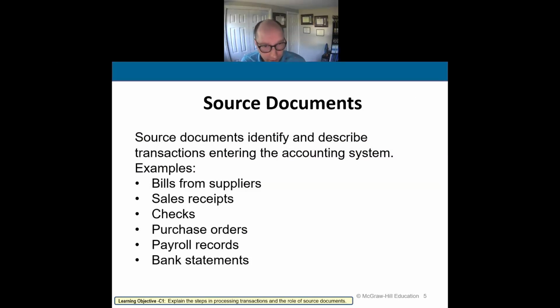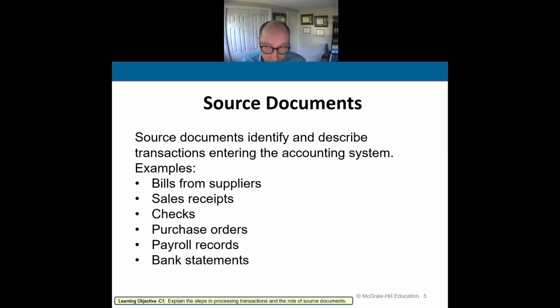How do we identify where transactions come from in an accounting system? Think of an accounting office. It's separate from where the registers are, separate from where the transactions actually take place. It's an individual office that simply records transactions.